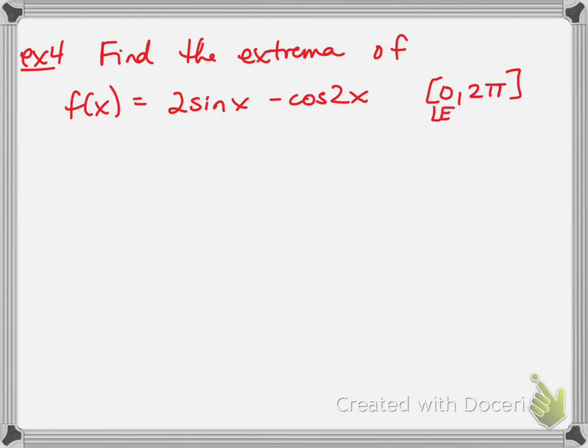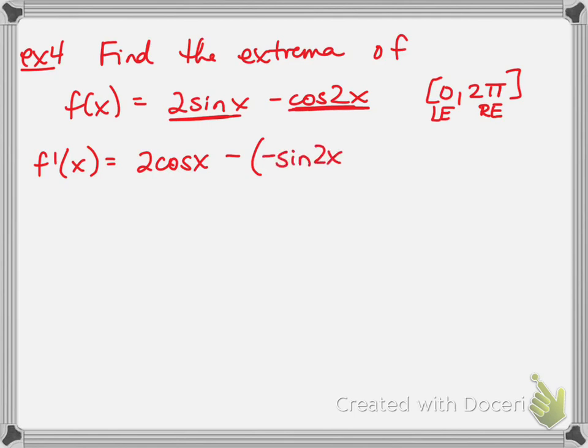Left endpoint, right endpoint. Okay, so extrema can happen at the endpoints or at critical numbers. So we can take our derivative to find our critical numbers. The derivative of this is 2 cosine x. And the derivative of this, that's a chain rule problem. So it's the derivative of cosine times the derivative of the 2x.